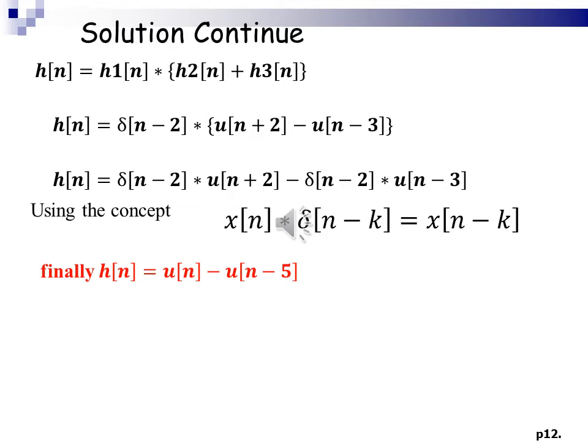Using the concept of impulse convolution, x of n convolved with del of n minus k is equal to x of n minus k. For the first convolution, u of n plus 2 is there, so its n will be replaced by n minus 2. So we have u of n minus 2 plus 2. Minus 2 plus 2 cancel out, and we get the output u of n. So the first convolution results in u of n. For the second one, del n minus 2 convolved with u of n minus 3, the n will be replaced by n minus 2. So n minus 2 minus 3 becomes n minus 5, and we have u of n minus 5. So h of n is equal to u of n minus u of n minus 5. This is the resultant impulse response that we have got.